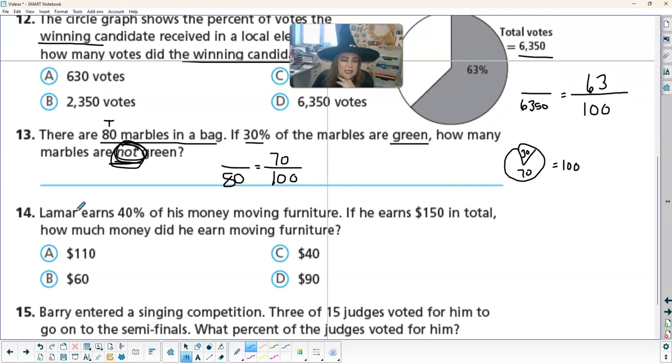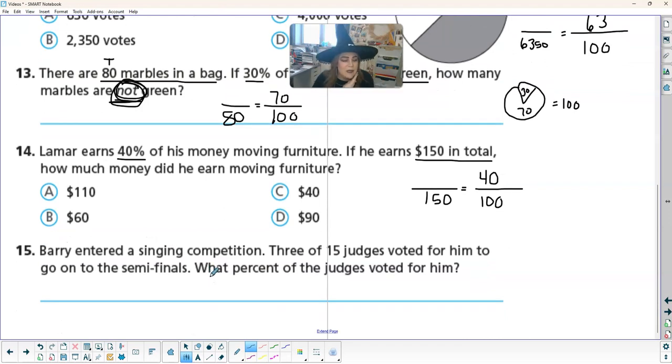Number 14 says Lamar earns 40% of his money moving furniture. So 40% moving furniture. He earns $150 total. So it's telling us it's the total. How much money did he earn? So we set it up. So 150 is our total. 40 is out of 100, 40%. Crisscross multiply, then divide will tell us how much he earned moving furniture.